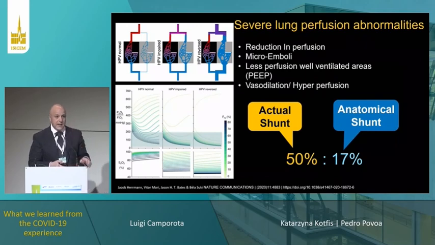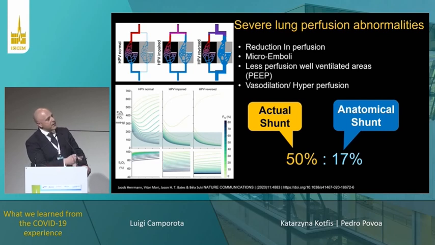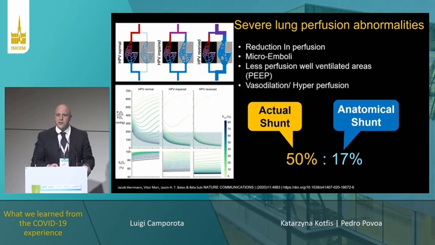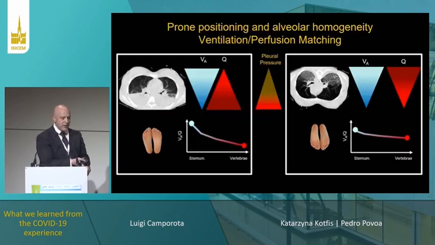This is just a modeling idea, but it's very interesting, because when you compare patients with an anatomical shunt based on CT scan calculated at about 17%, when the shunt fraction was calculated based on gas exchange, that was more similar to 50%. So there was a threefold increase in shunt fraction, which was due to a pulmonary vascular abnormality. So let's see what happens in a prone position during COVID-19.